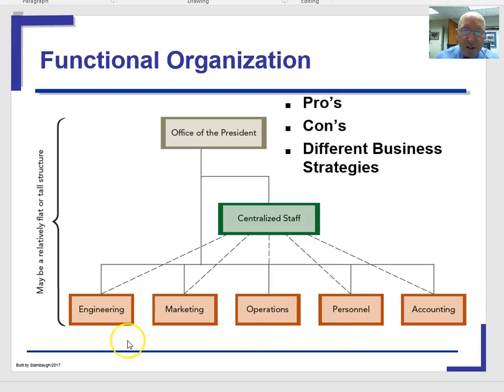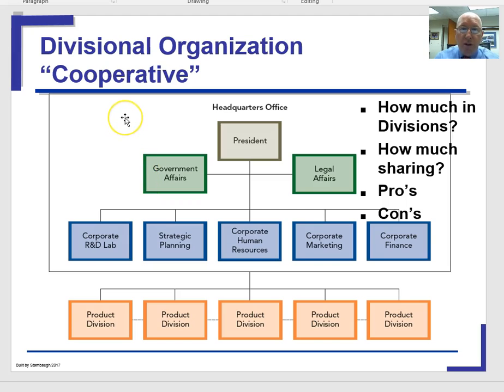The primary weakness is that communication across functions tends to be particularly poor, and ultimately only the person at the top has P&L responsibility, and that can be a problem. Then we go into the multidivisional forms, and there are a couple of multidivisional forms.